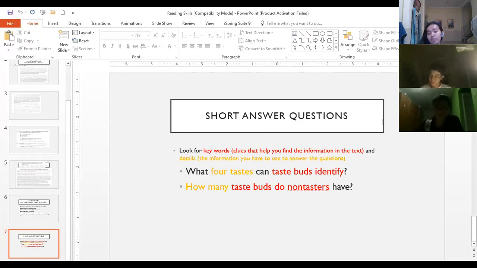So that also explains why some people are fat, some people are skinny as well because of our tongue. Maybe sometimes we get fat because we are non-tasters. We enjoy everything. So we consume all things given to us. All right, so that's short answer question.